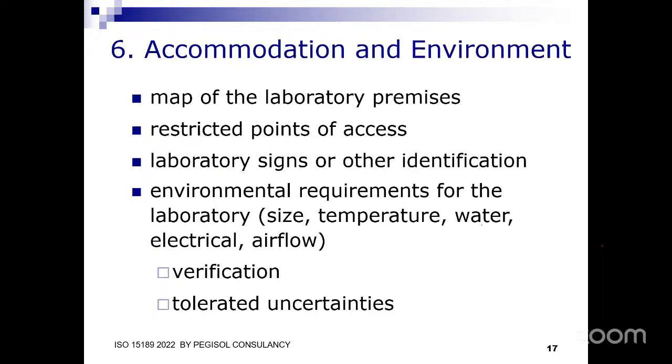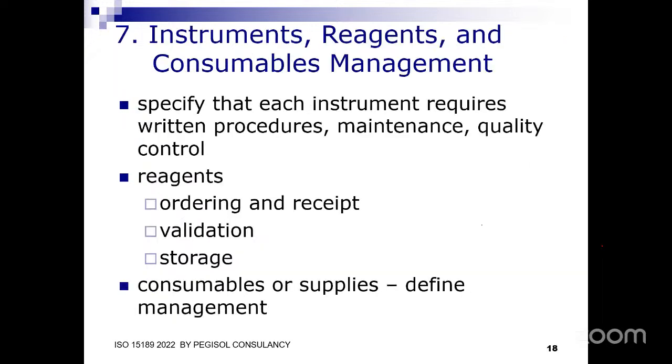Now, number 6 talks about accommodation and environment. So a map of the laboratory premises has to be there in your QA manual. Restriction of points of access, you have to put it there. Laboratory signs and other identification. Let's say, if you see this sign, this is what it means. It has to be in your quality manual. Environmental requirements for the laboratory, size, temperature, electrical, airflow, all those things have to be captured under accommodation and environment.